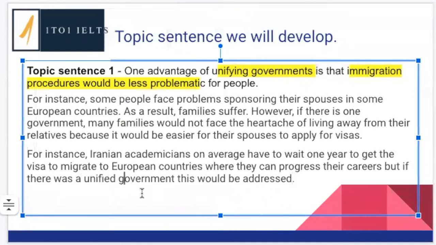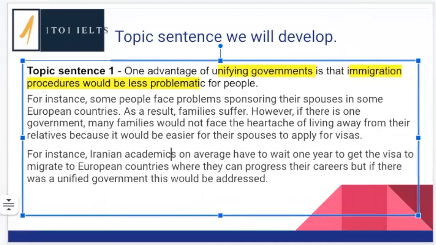So for instance, Iranian academians, so we see academics. Iranian academics on average have to wait 1 year to get the visa. Here, it's the first time you've mentioned the visa, so if it's the first time we're mentioning it, what article should we use? A visa, or we could say visas in general, use the S. So Iranian academics on average have to wait 1 year to get a visa to migrate to European countries where they can progress their careers.